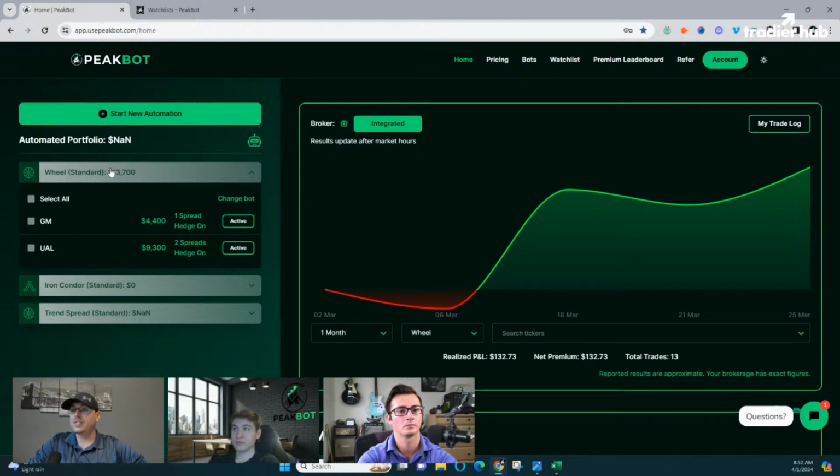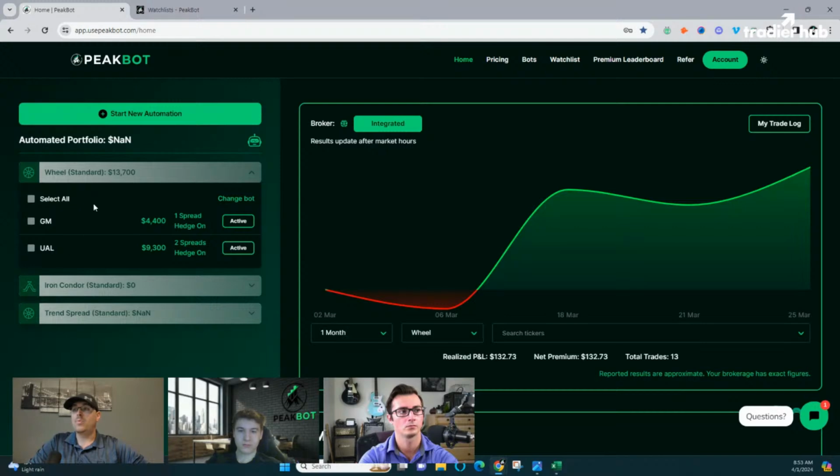Over here on the left-hand side is our automated portfolio. We can see the wheel. These were the contracts I traded last week: General Motors, and I had 2 spreads on United Airlines. These were both put credit spreads. I didn't own the shares. The wheel is going to sell a put on my behalf.